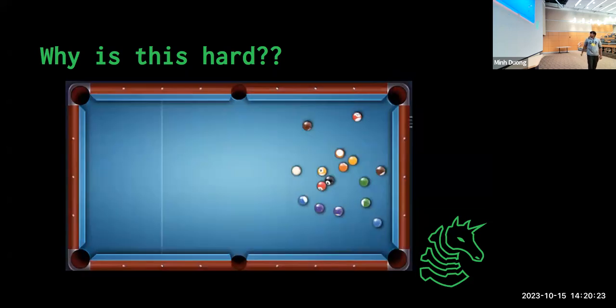However, what if I asked you to find which position or which angle you hit from to arrive at this snapshot? It's a lot harder, because now you need to know a lot more small unknowns and a lot more other things to be able to get to this exact same snapshot.